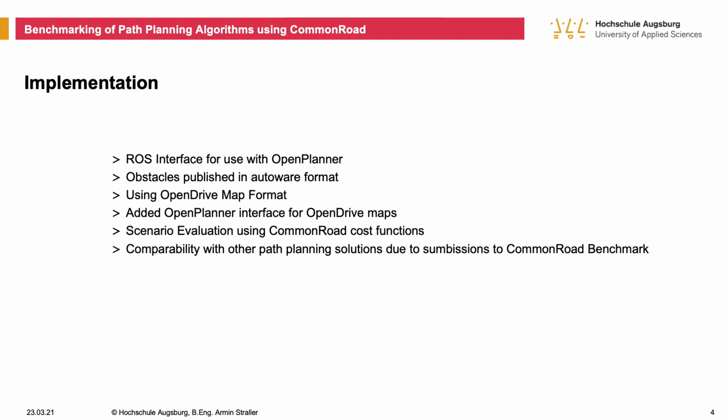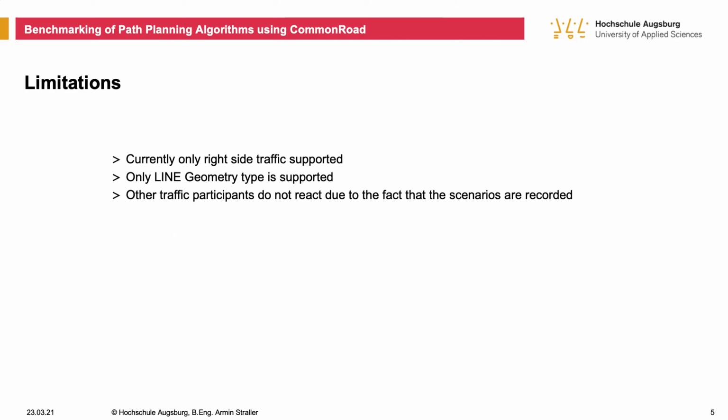And then due to the submission to the Common Road benchmark, you can also compare your solution to other people's solutions, which is a nice side effect. The current limitations are that only right-side traffic is supported by my lane conversion, and that only line geometry types are supported in the OpenDrive format. I don't know whether or not you're familiar with it, but there are like complex geometry definitions like arcs or polygons available for different lanes.